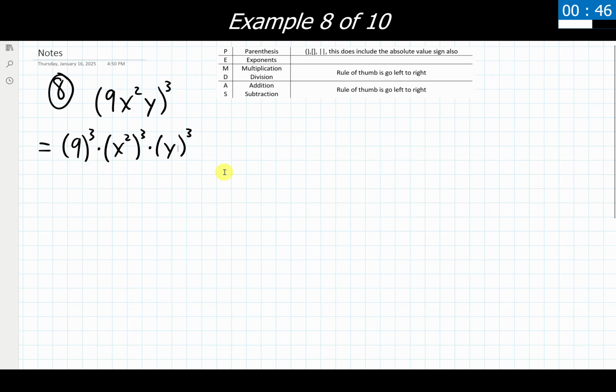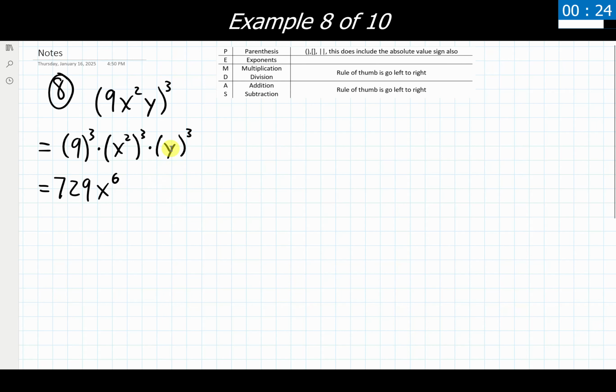Now 9 to the 3rd power, you can use your calculator if you would like to. I did that off screen, and I'm going to get 729. X squared raised to the 3rd power, that's going to be the power rule, so the exponents are going to multiply together, and I'm going to get x to the 6th power.